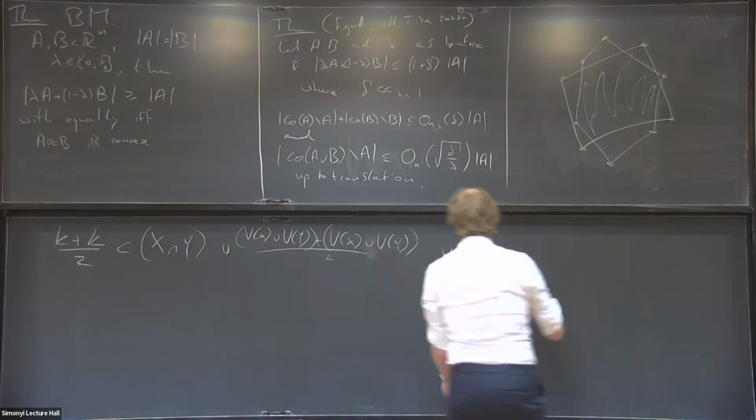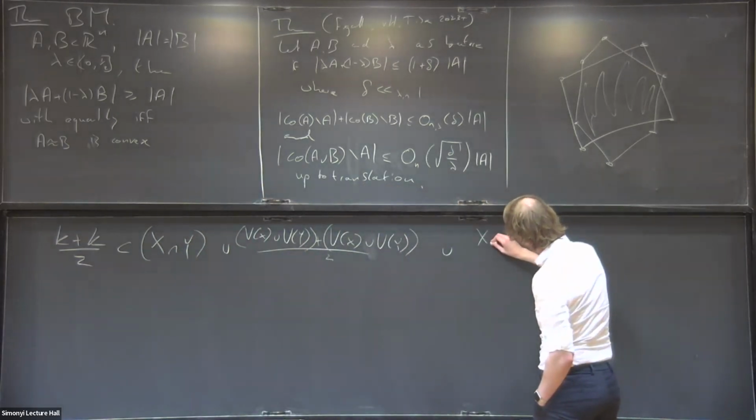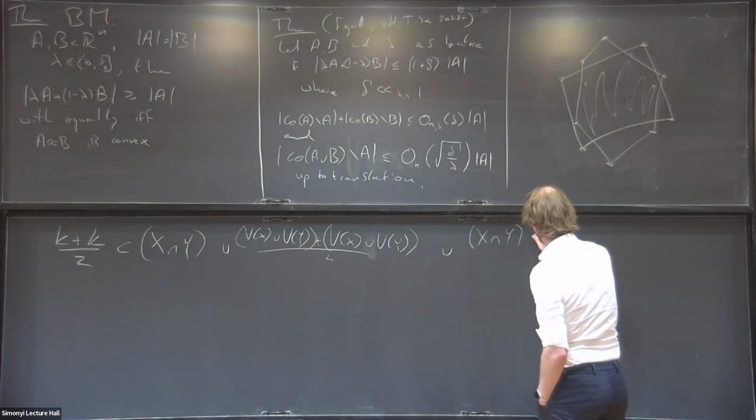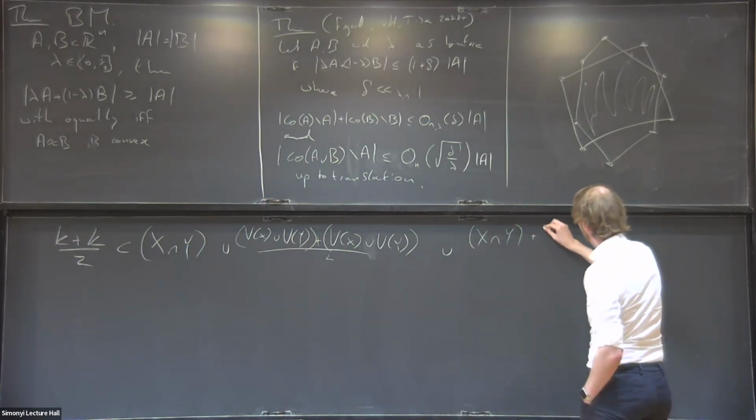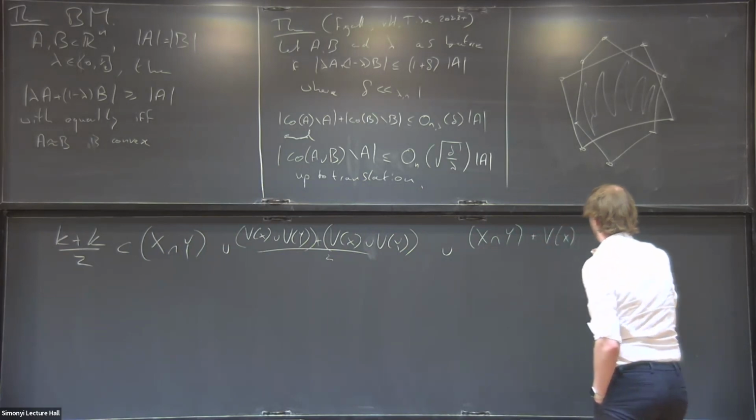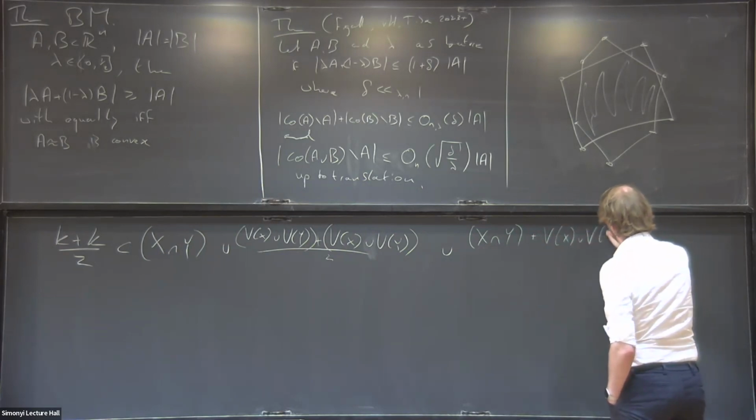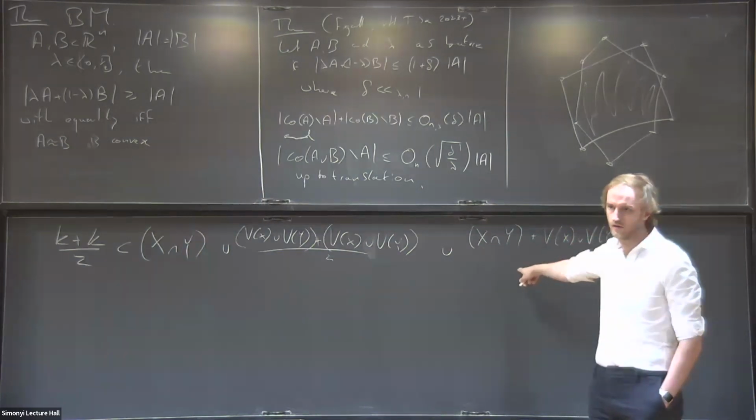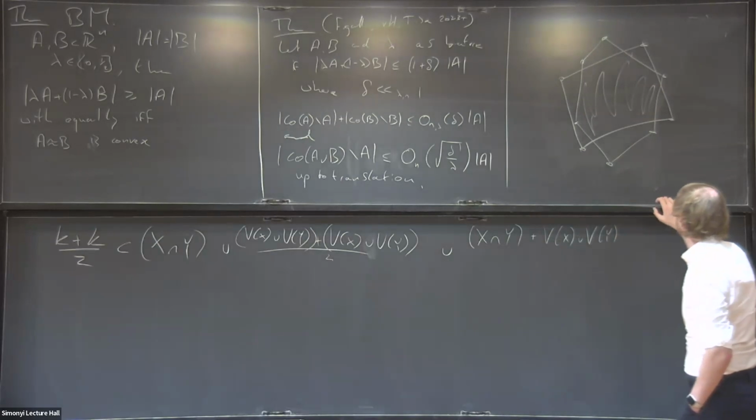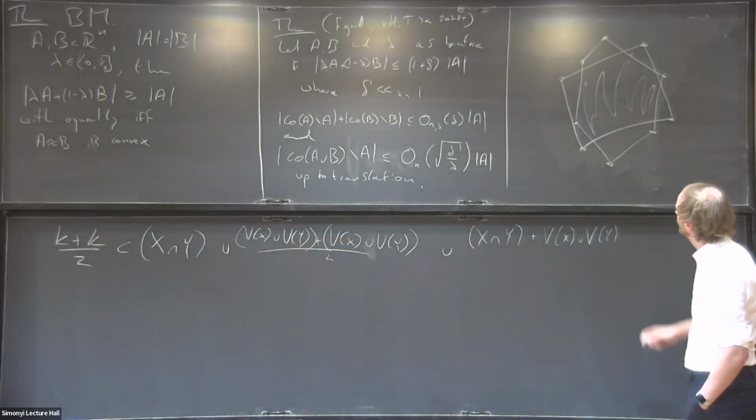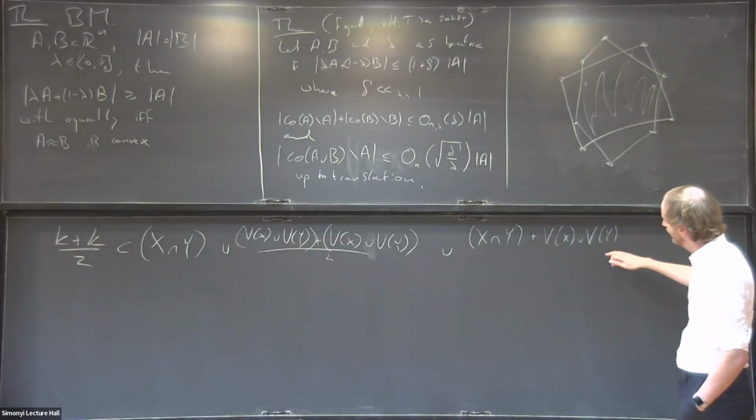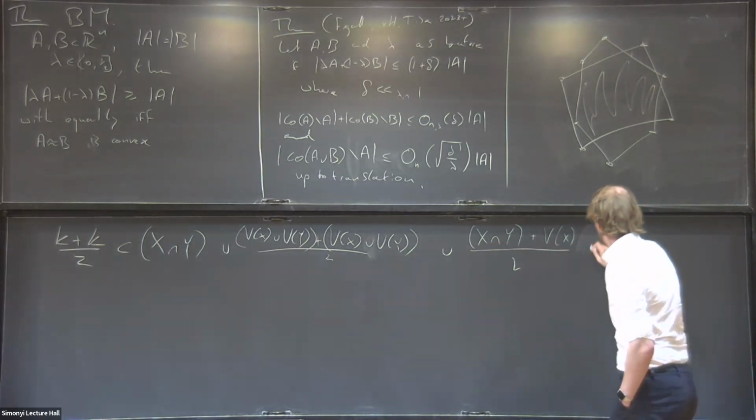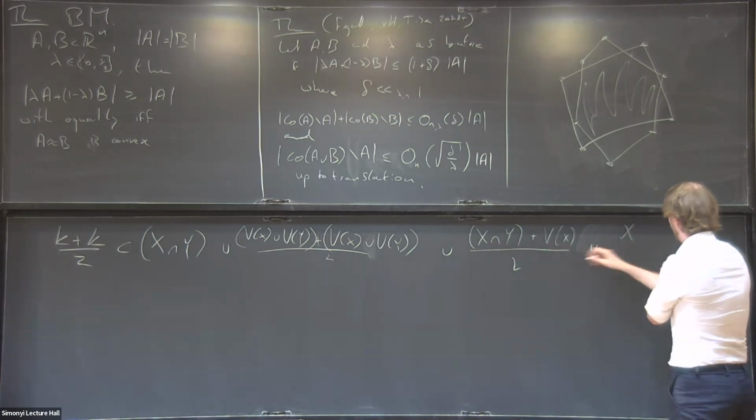Now let's consider this last set: the average between the intersection and the vertices of X, union vertices of Y. What do I know about this set? Let's think of this picture. Maybe let's take them one at a time. Let's take this one and the same set, but with the vertices of Y.